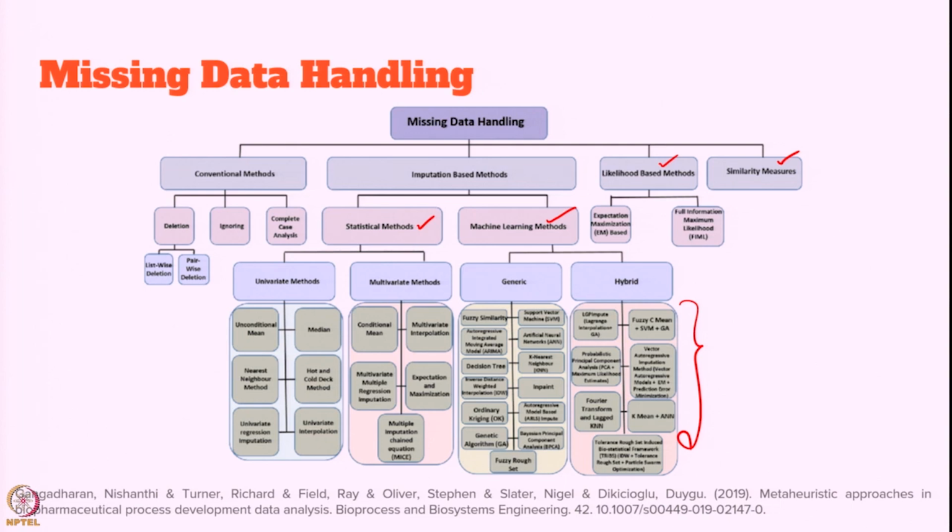If the data collected by you or the problem which you are solving requires algorithms apart from the basic conventional methods or the univariate methods, you can use machine learning methods, likelihood based methods or similarity methods, but it will take its own time. You need to understand each and every method, its pros and cons, and then you can use those methods. I will not be discussing all of those, but I will give you a brief idea of the various methods available just to fill the missing value.